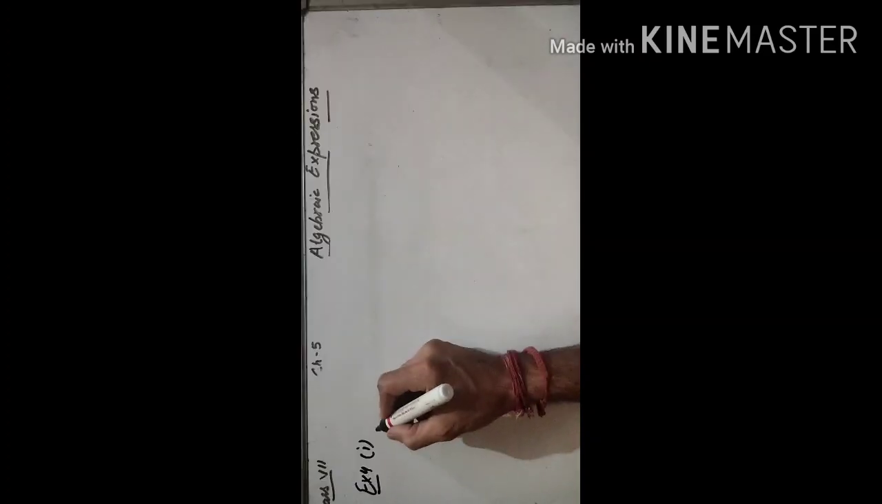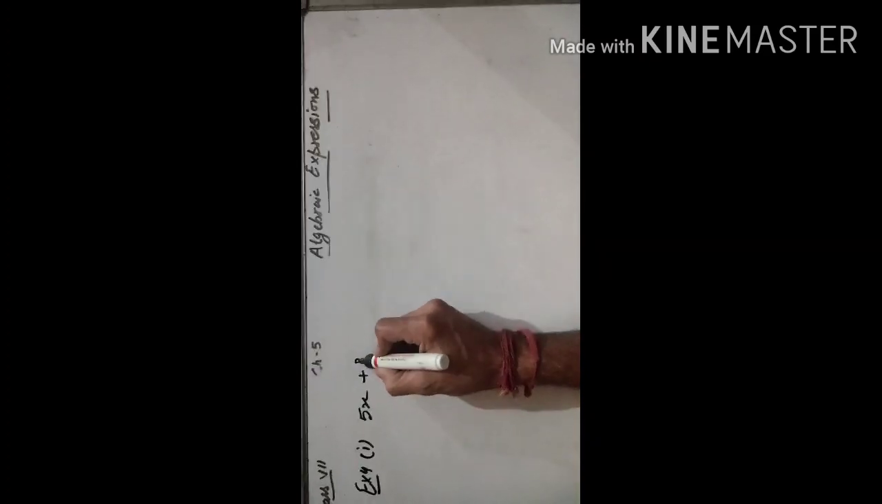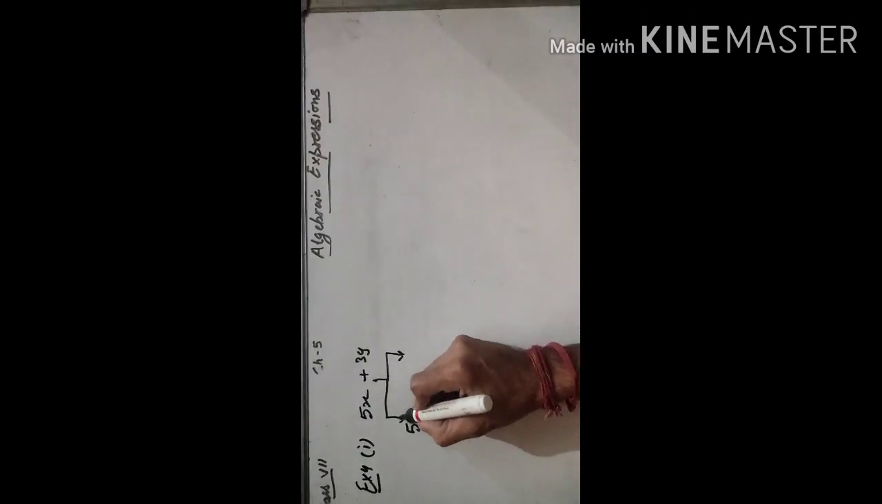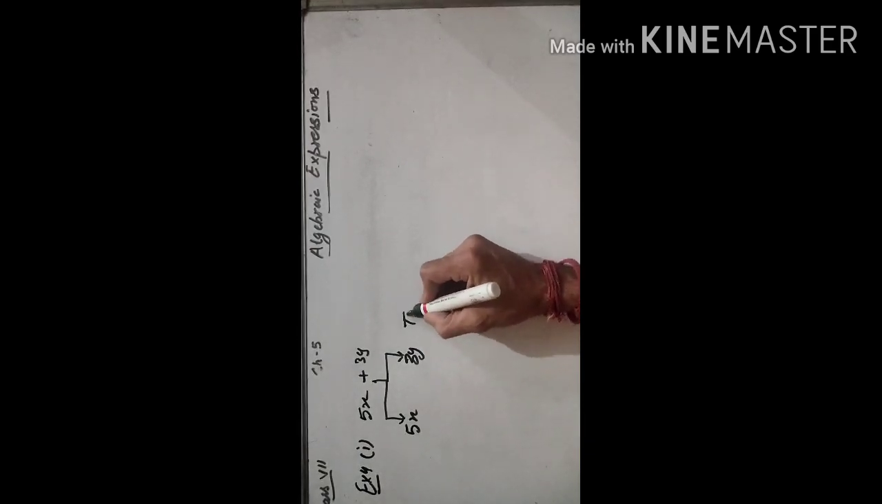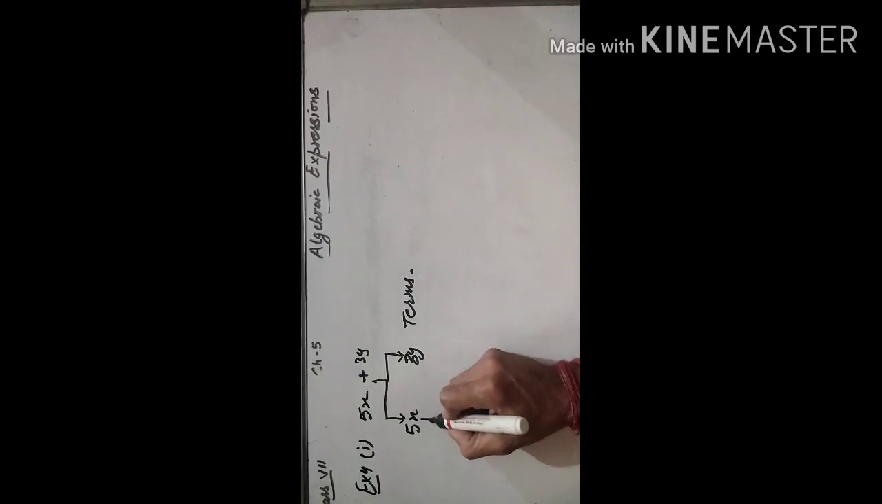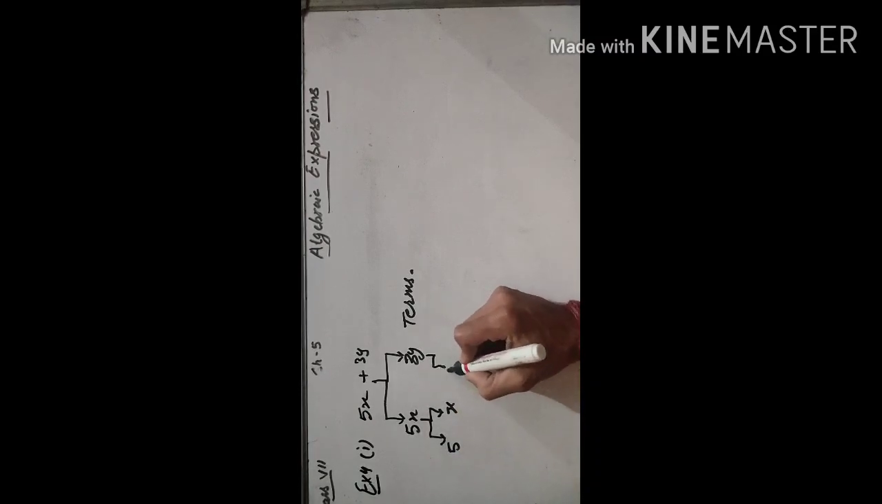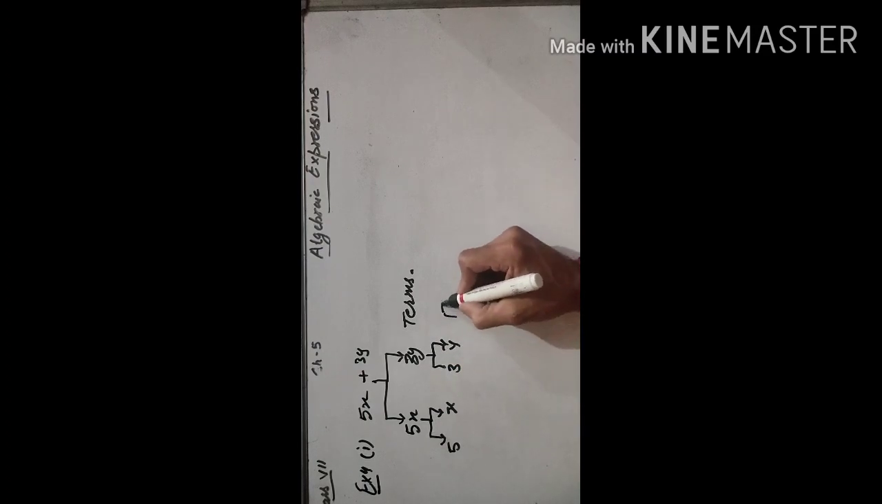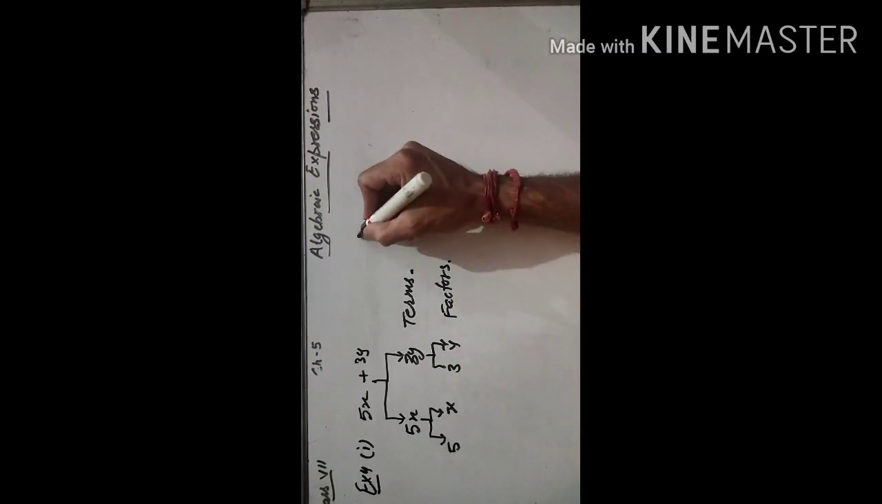And example number 4, sorry. Identify the terms and their factors in the following expressions by showing a tree diagram. First question is 5x plus 3y. 5x and 3y, these are terms. Now 5 and x, 3 and y, are factors.